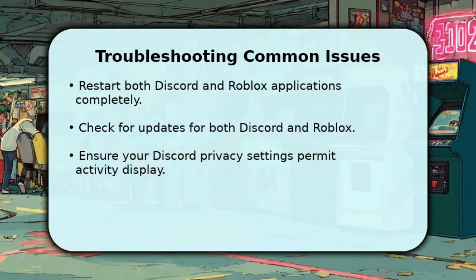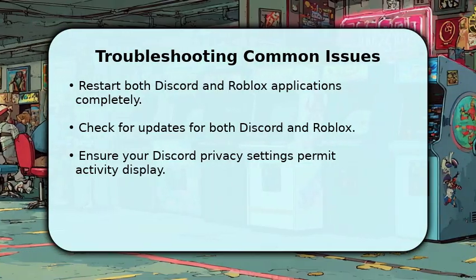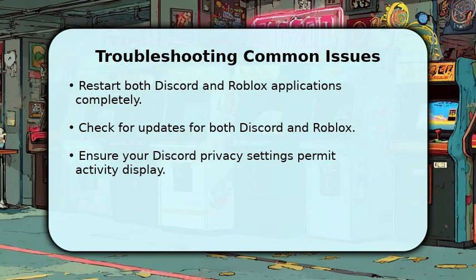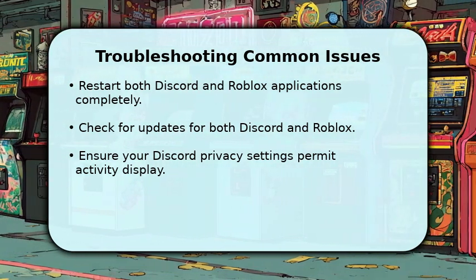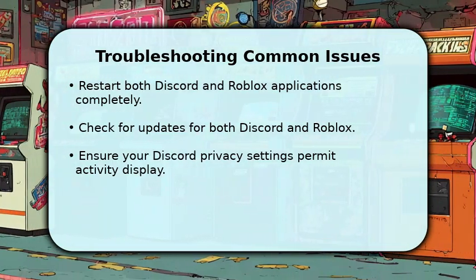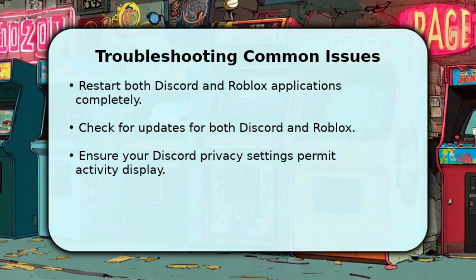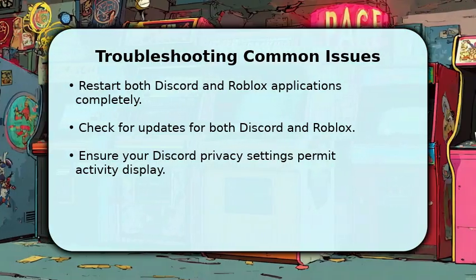If you're still facing issues, a few troubleshooting steps can help. First, try completely restarting both your Discord and Roblox applications. Also, ensure both programs are updated to their latest versions. Double-check your Discord privacy settings to confirm activity display is permitted. If all else fails, try disconnecting and then reconnecting your Roblox account within Discord's Connections settings to refresh the link.